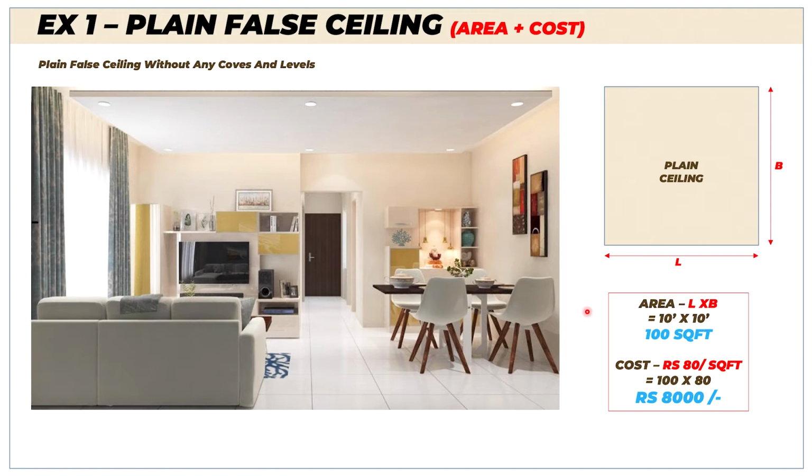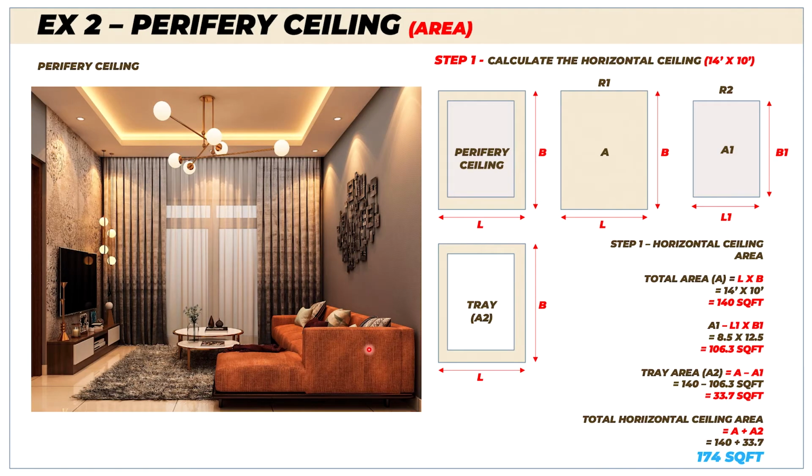Now let's move on to next example. So here I am taking a periphery ceiling. So as you can see in the picture, this is a periphery ceiling which is on the sides of the room. So there are two levels. So this is the highest fall ceiling and this is lower fall ceilings.